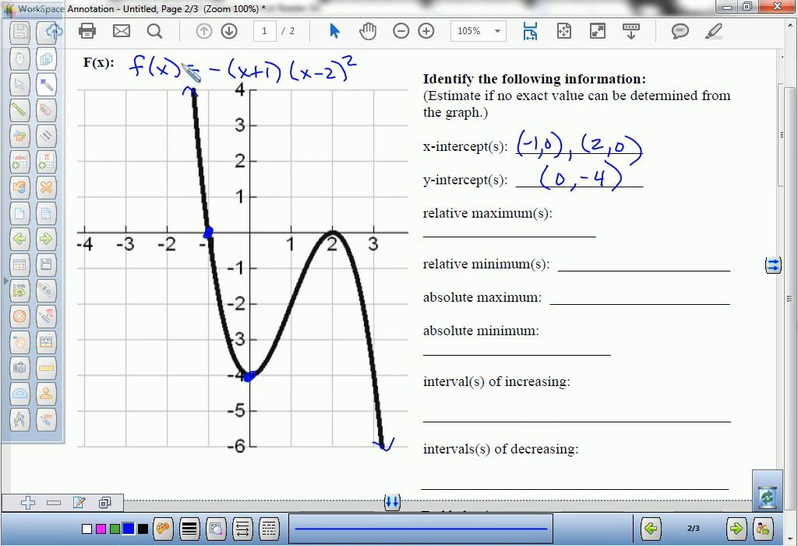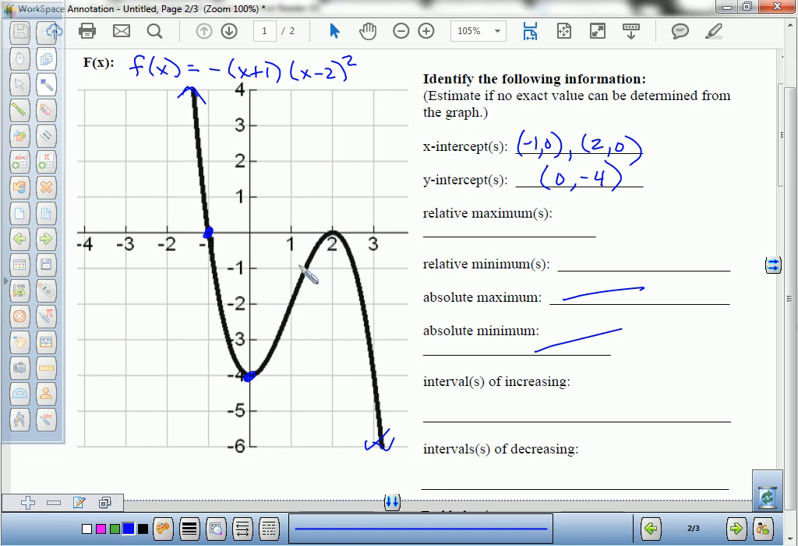Okay, because this is an odd degree function, one end goes up, the other end goes down, we won't ever have the absolutes. The only time we have absolute max or min is if we're dealing with an even function. If both ends are doing the same thing, then an absolute is possible. If both ends are not, it's not. They're all relative or local.